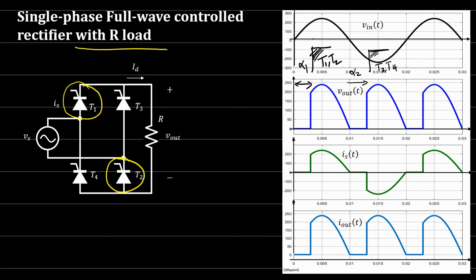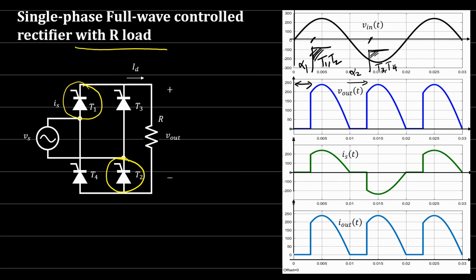So at this moment you will send a signal to thyristor 1 and 2. At this moment you will send a signal to thyristor 3 and thyristor 4. If alpha 1 and alpha 2 are the same, we can say this is just alpha. If they are different, we will have to say this is alpha 1 and this is alpha 2.